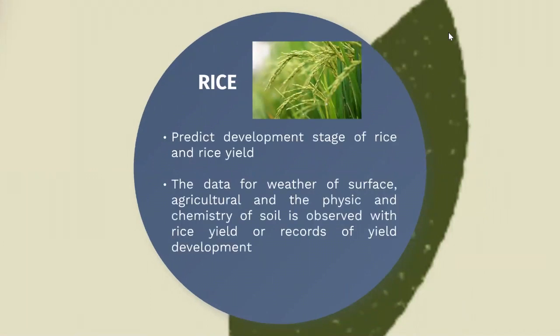This model can also help in predicting the development stage of rice and rice yield. The data for weather, space, agricultural data, and the physics and chemistry of soil is observed together with rice yield or records of yield development.